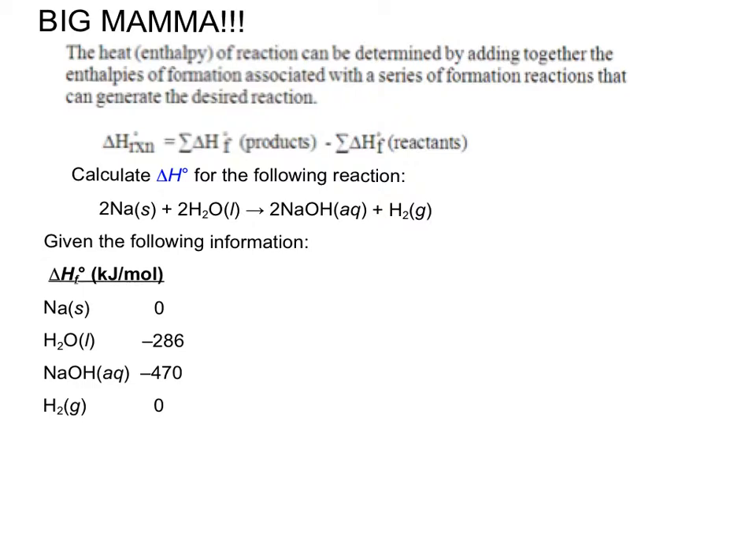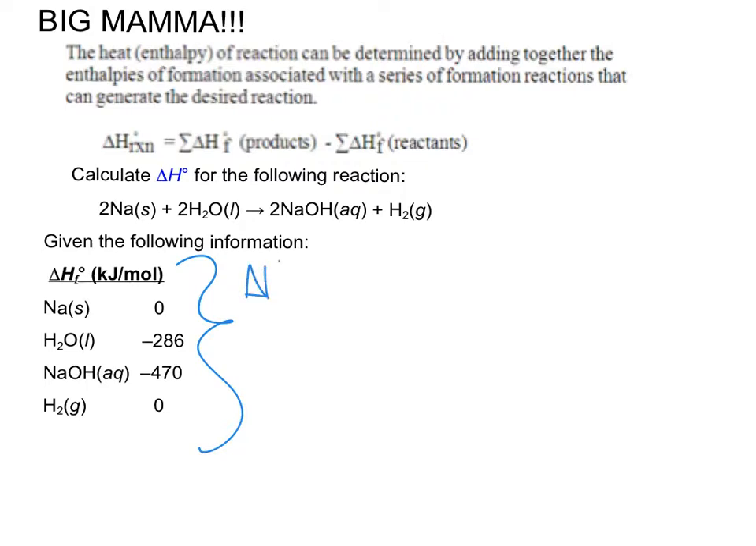But it's always the sum of the heat of formations of the products minus the sum of the heat of formations of the reactants. You'll either be given a big table to pick from, or you'll just be told specifically what the heat of formations for the individual substances are. So if we look here, we're going to find the delta H for the following reaction, and all they gave us were heats of formation. So that's when we know we have to use Big Mama. We don't have a choice. So let's set her up.